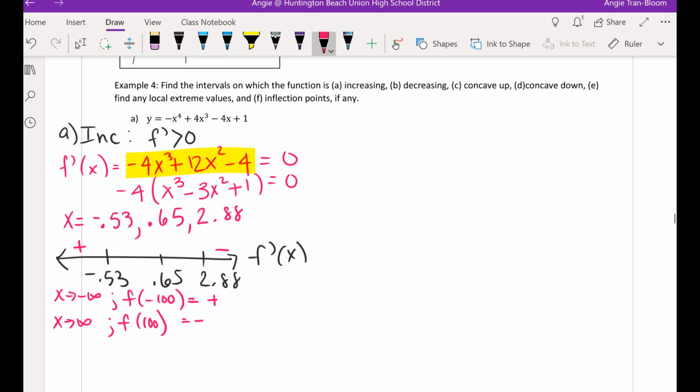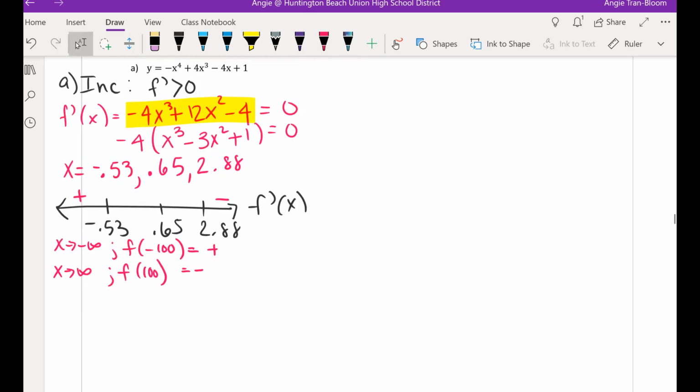So now I just have the other two things in the middle to worry about. In between negative 0.53 and positive 0.65, there has to be a 0. So f of 0 is another one I'm going to use. When I plug in 0, this is gone, so that's negative. Then in between 0.65 and 2.88, I can technically use 1 or 2, but 1 seems a lot easier to deal with. So 1 to the third is 1 times negative 4, which is negative 4, plus 12 minus 4, looks like it's positive. So with that, I can write my increase, decrease.